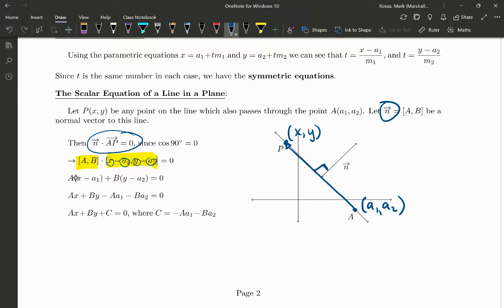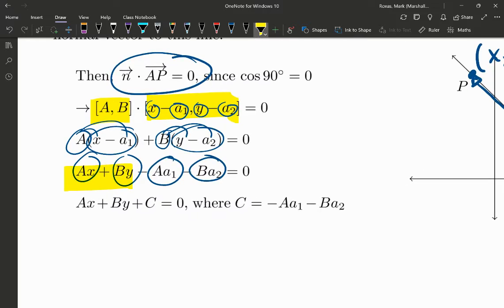I multiply them out algebraically: A times (X minus A1) plus B times (Y minus A2). And then if I expand that, I get A times X here, A times A1 over here, B times Y here, and then B times A2 over here. Now, AX and BY are what I'm going to keep, okay?